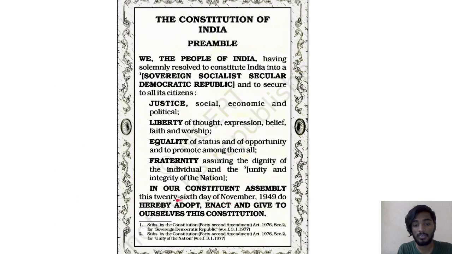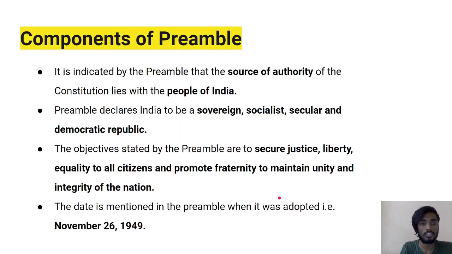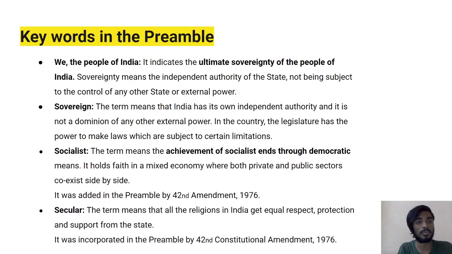On 26 November 1949, the preamble was adopted and the Indian Constitution was also adopted. So this is about the components of the preamble. And what are the key words in the preamble? The first key word is "We the people of India". So this indicates the ultimate sovereignty of the people of India.